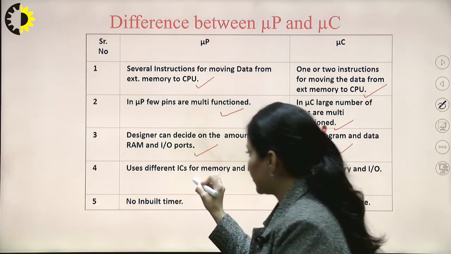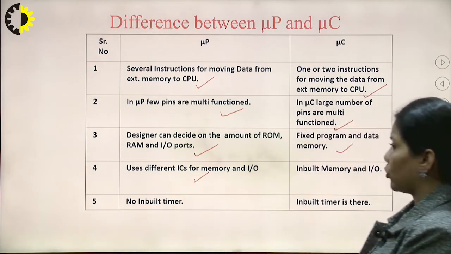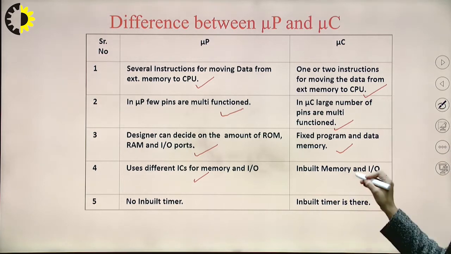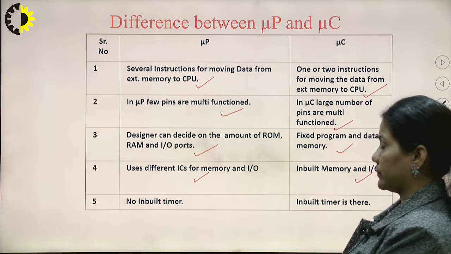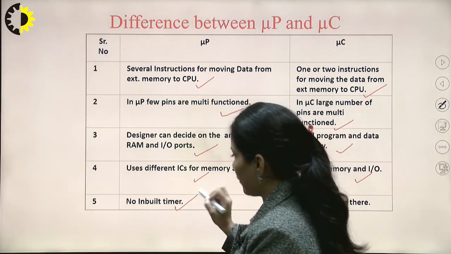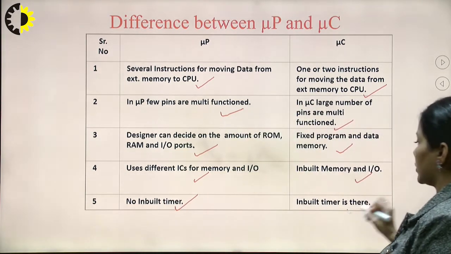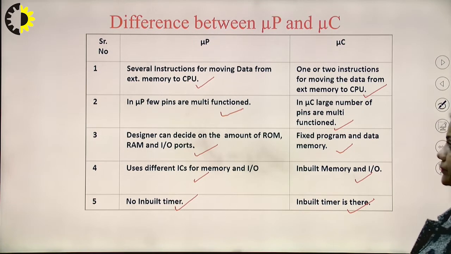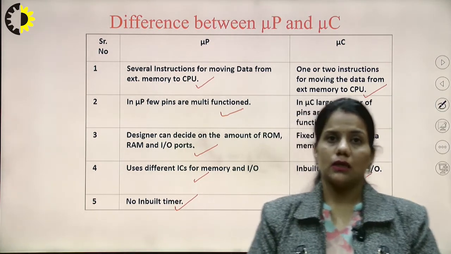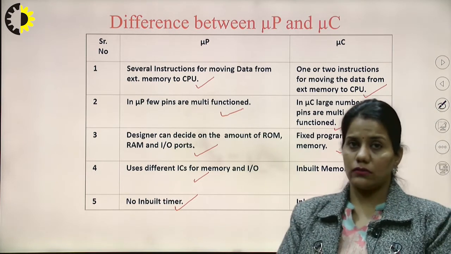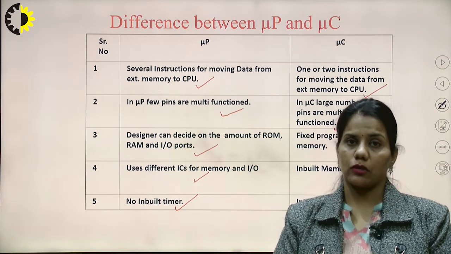Microprocessor uses different ICs for memory and input-output functions, but microcontroller consists of the inbuilt memory and input-output ports. Microprocessor is having no inbuilt timer, but microcontroller is having its inbuilt timer. So, these are few basic differences which can differentiate microprocessor and microcontroller very easily.